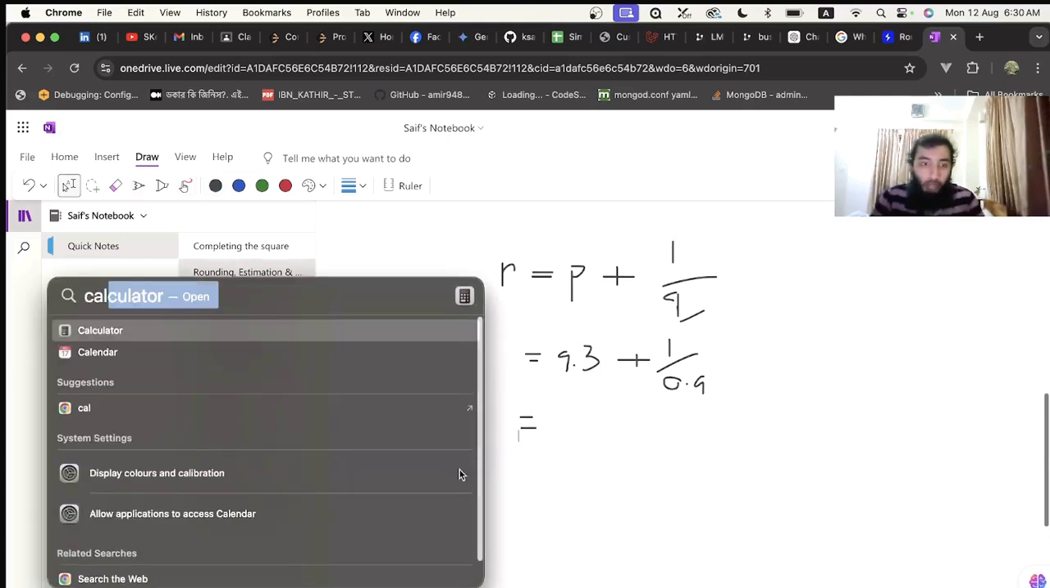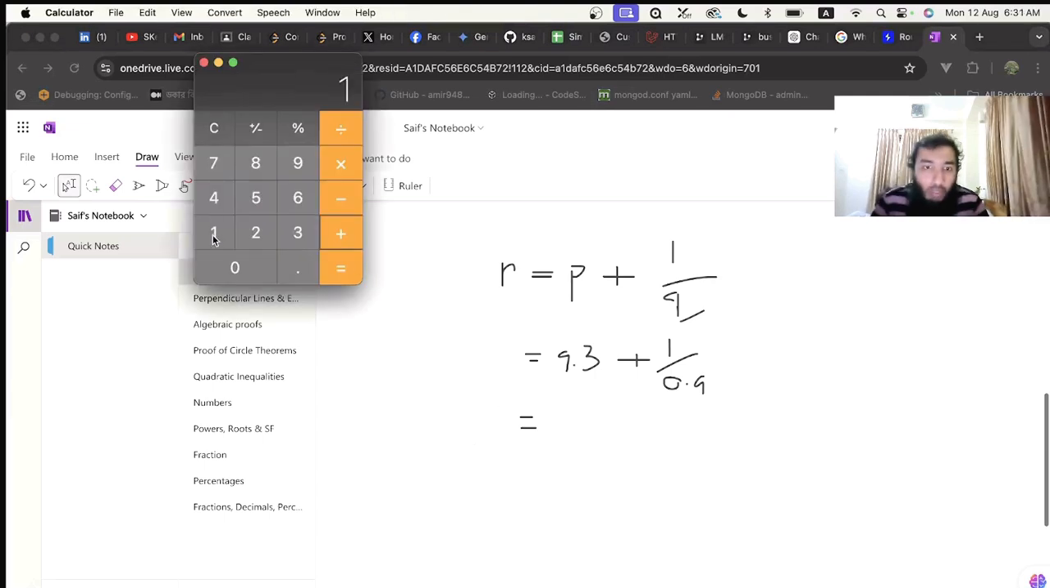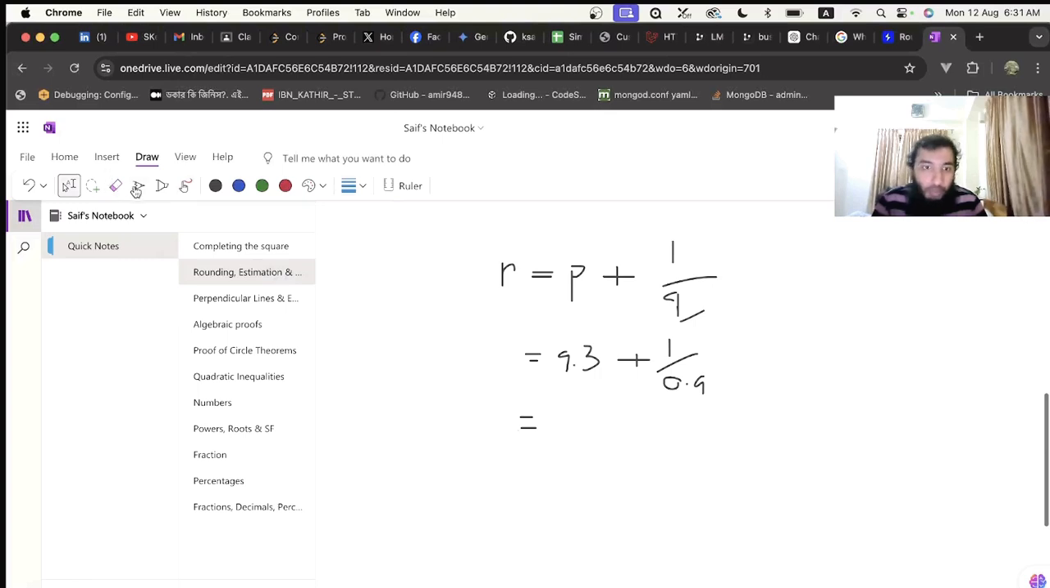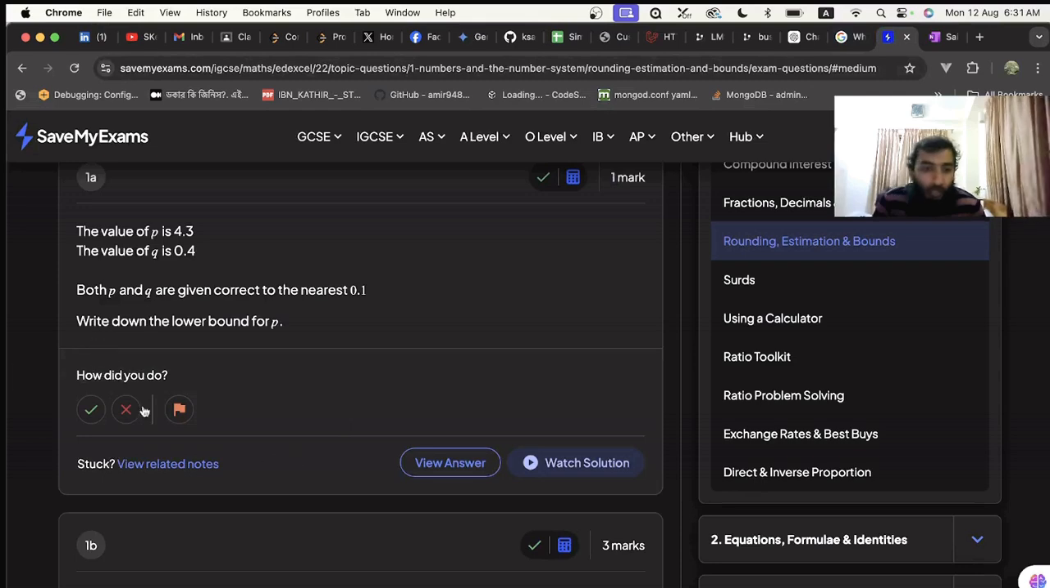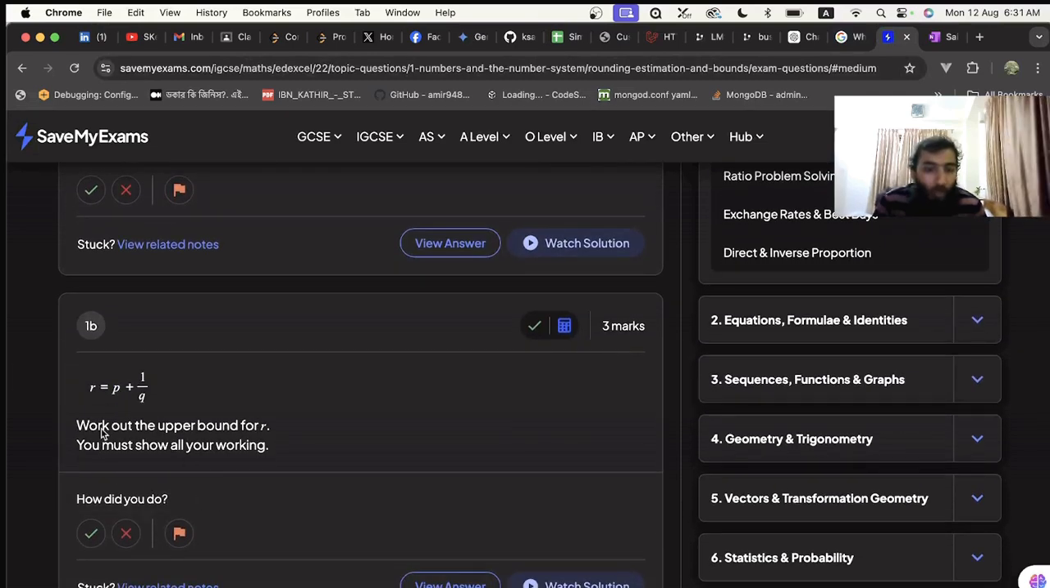I can use the calculator just to quickly do it. 1 divided by 0.4, plus 4.3. This is 11.1. Okay, so the value is 11.1. So this is the result. So what is the nearest 0.1 to 11.1?